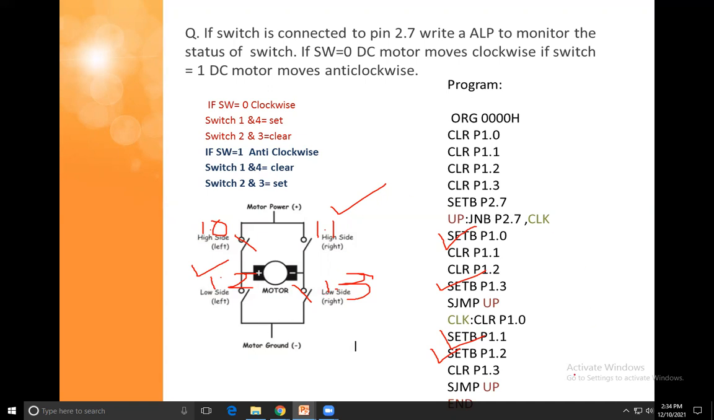Okay. When you rotate this, it will go to the edge jump up. So where is up? Here is the up. So in that up, you have to again rotate the motor in clockwise and anti-clockwise direction depending upon the values present in P 2.7. जोपर्यंत P 2.7 मध्ये किती आहे ते समजत नाही, still your motor is rotated in clockwise and anti-clockwise direction. Okay.